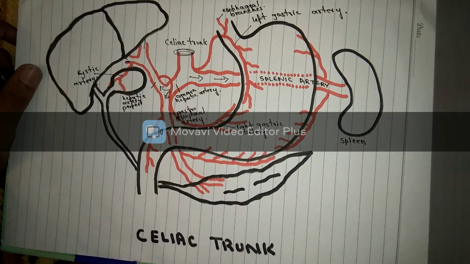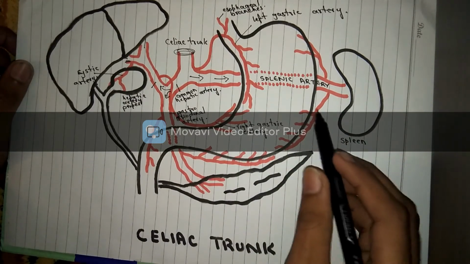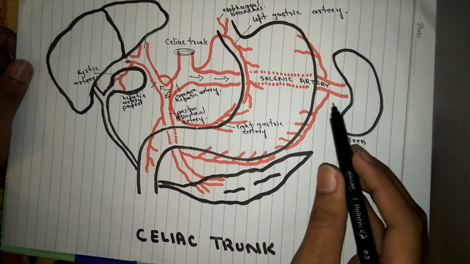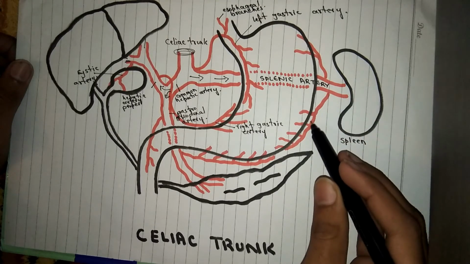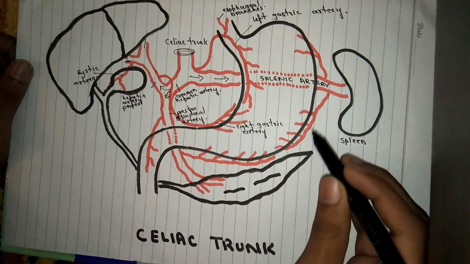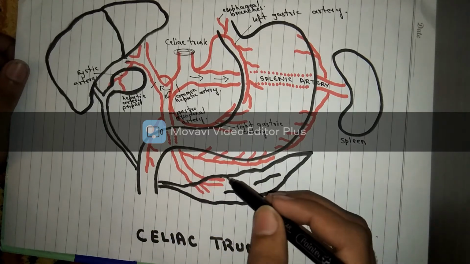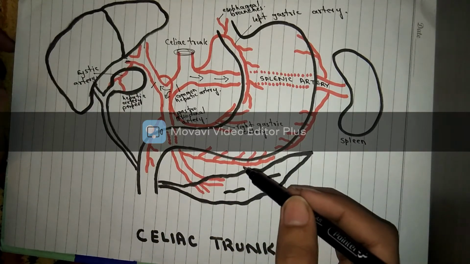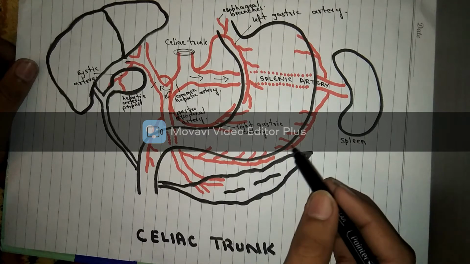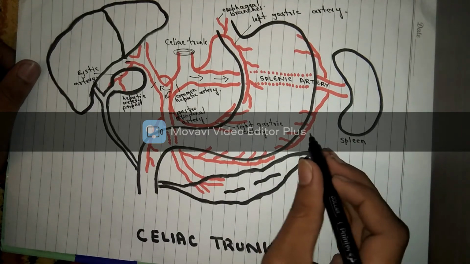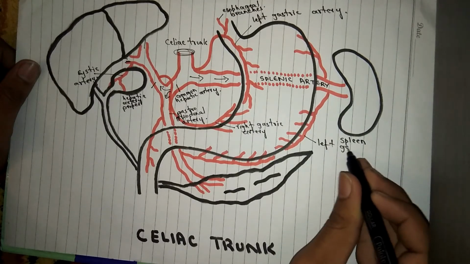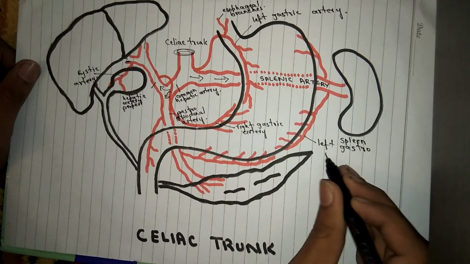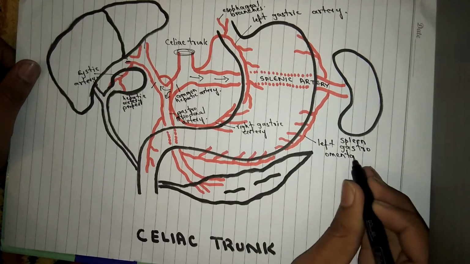Okay, so now let's talk about the splenic artery. The splenic artery, just before entering into the spleen, is going to give a branch which will supply the greater curvature of the stomach. And this right here is the left gastro-omental artery, or the left epiploic artery.